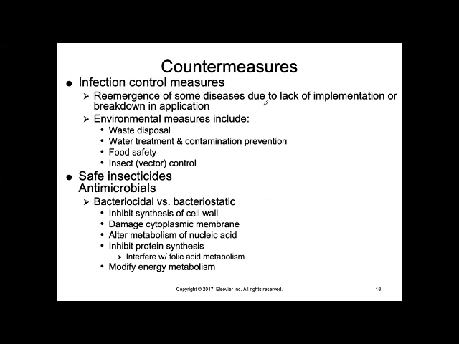So how do we deal with this? Reemergence of some diseases is due to lack of implementation or breakdown in application. Environmental measures include waste disposal, water treatment and contamination prevention, food safety, and vector control. Insecticides and antimicrobials can be used. Insecticides control the vector, which is the agent that carries the pathogen from one location to another. Otherwise, it wouldn't be able to spread as easily, right?